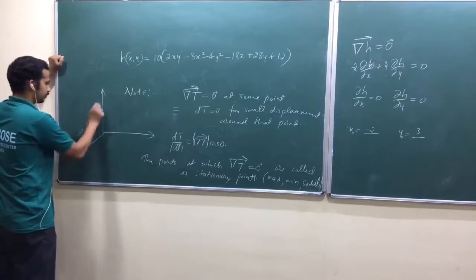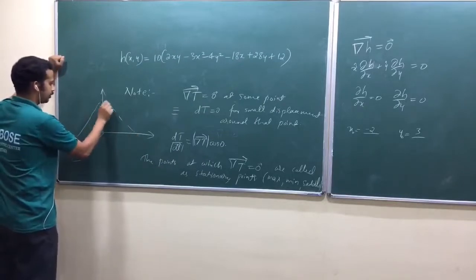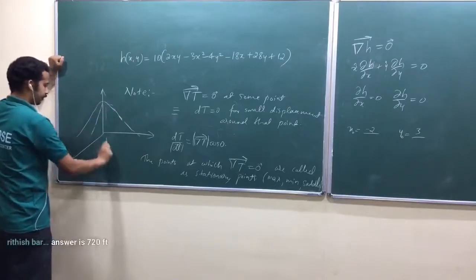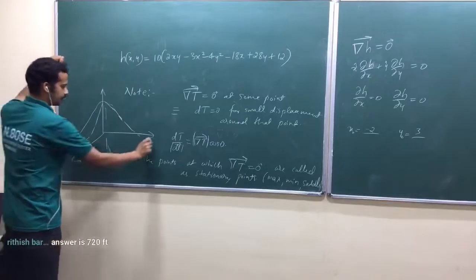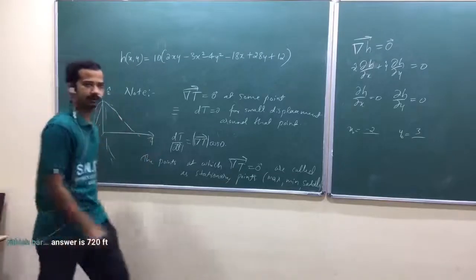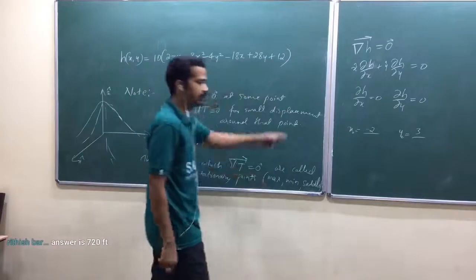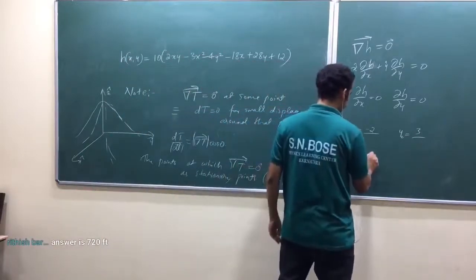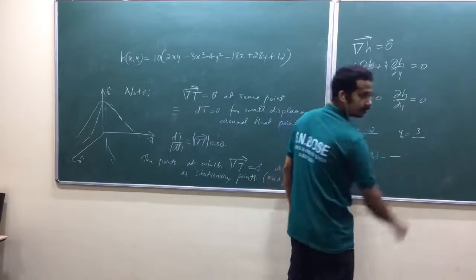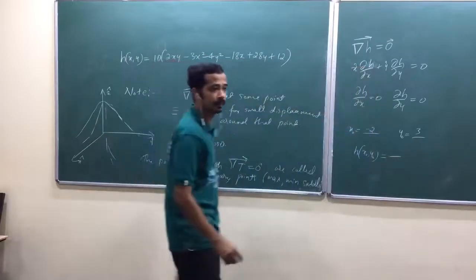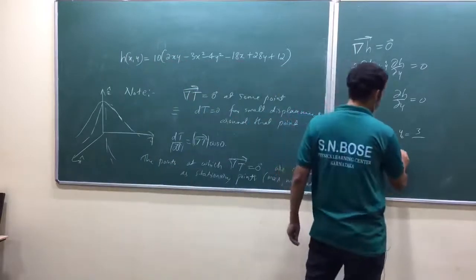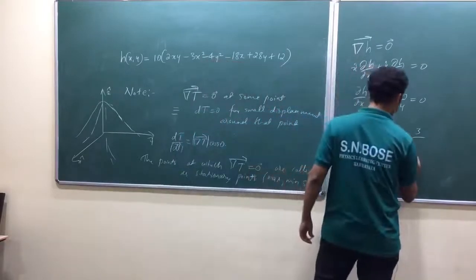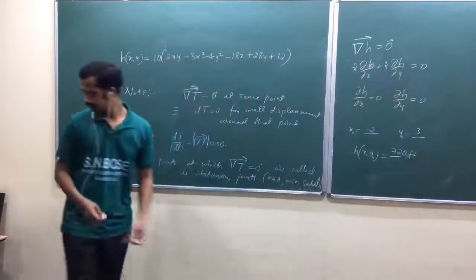So, the hill is like this. I mean, it need not be centered at the origin, okay? Somewhere else. So, the hill is like this, x cap, y cap, z cap, isn't it? Now if you put x naught and y naught, you will get the height at that location, h of x naught and y naught. 720 feet.